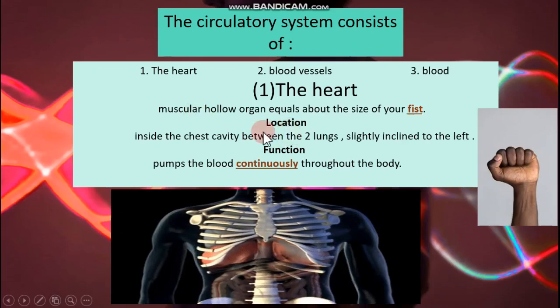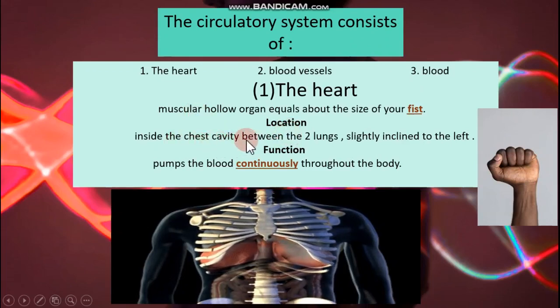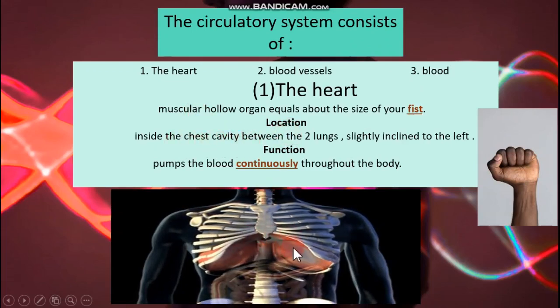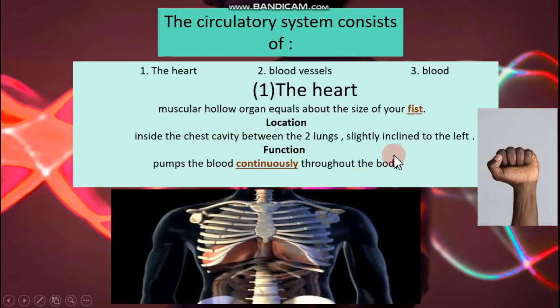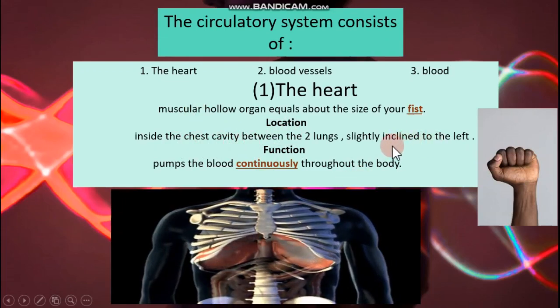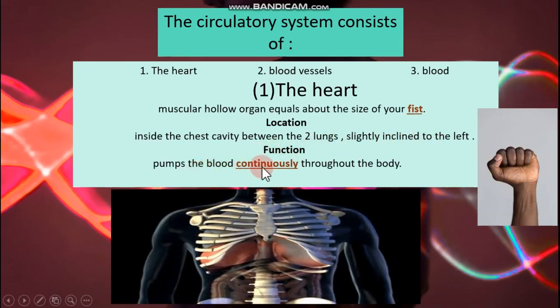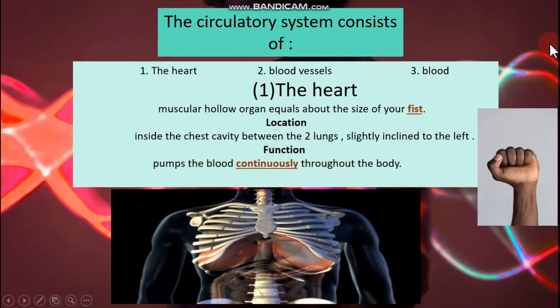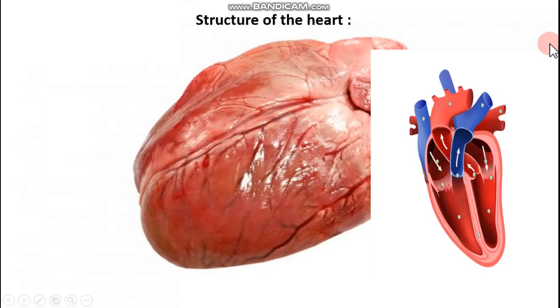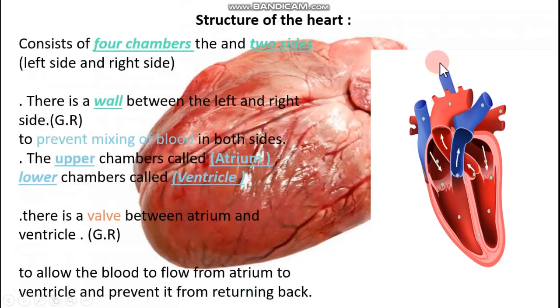The location of the heart is inside the chest cavity between the two lungs, slightly inclined to the left. The function of the heart is that it pumps the blood continuously throughout the body. The structure of the heart consists of 4 chambers: chamber number 1, 2, 3, and 4.